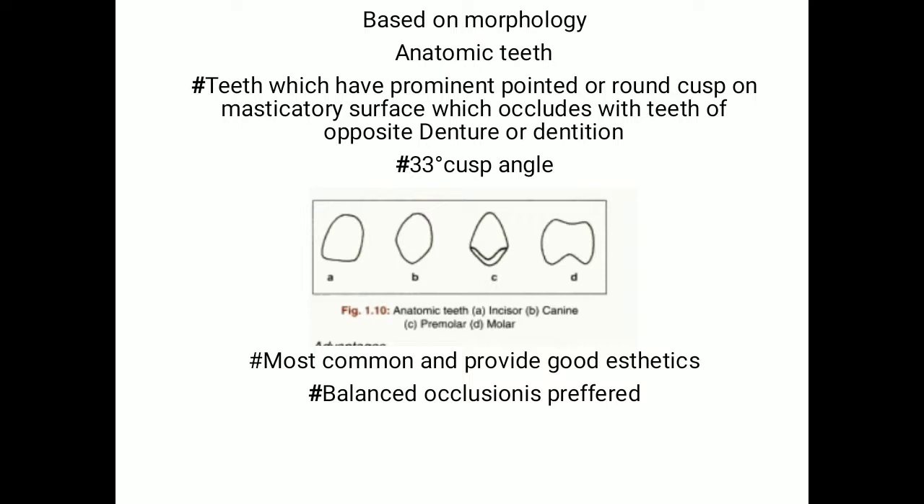That is, teeth which have prominent pointed or round cusps on the masticatory surface which occlude in the opposite denture. The anatomic teeth will have a 33-degree cusp angle. It is the most common one in the tooth surface and provides good aesthetics. Balanced occlusion is preferred.